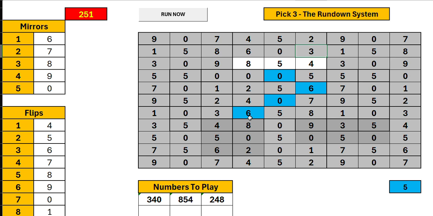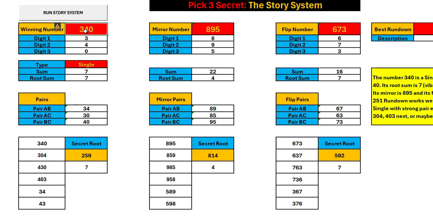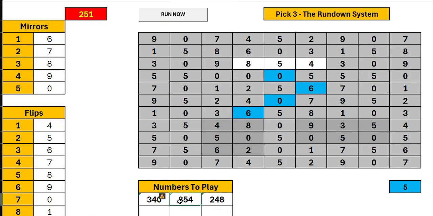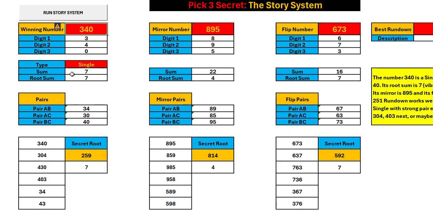You know what I think we made a mistake is because we're playing the wrong chart. We can't play the 854 with the 251 unless it says so. Let's see. 854.